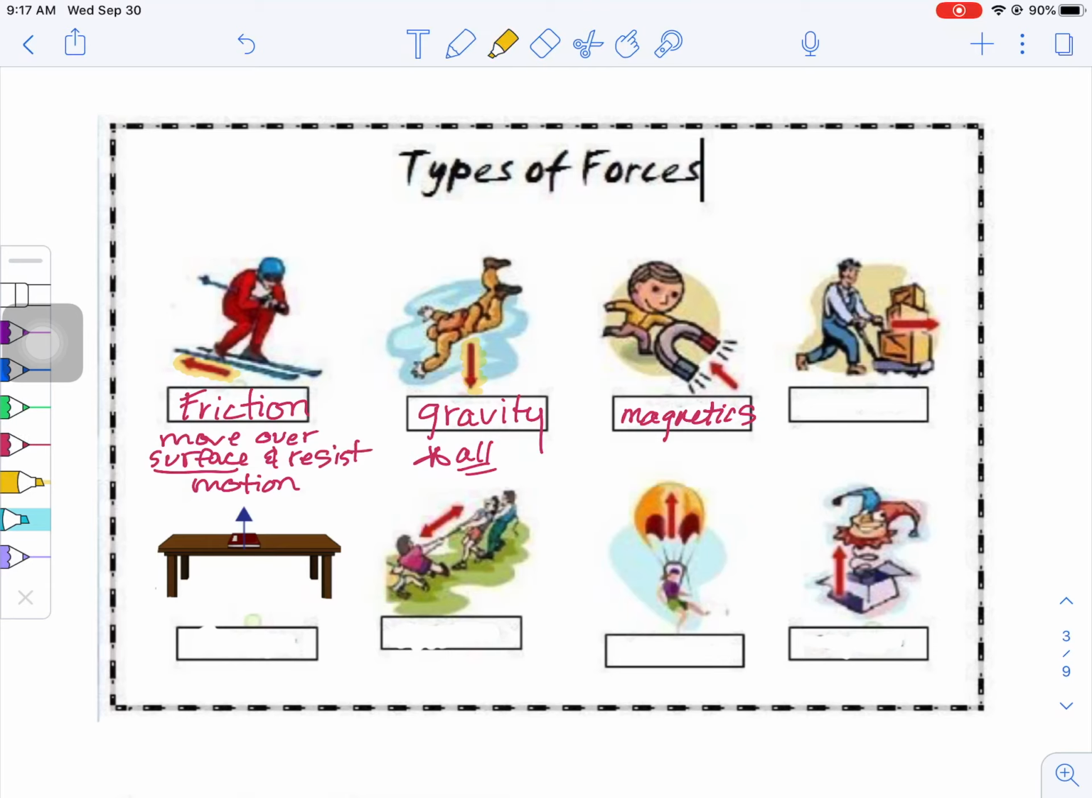Here we see the arrow from this dude pushing these boxes. So him putting a force onto that cart and those boxes, that would be an applied force, just a general push or pull acting on the object.